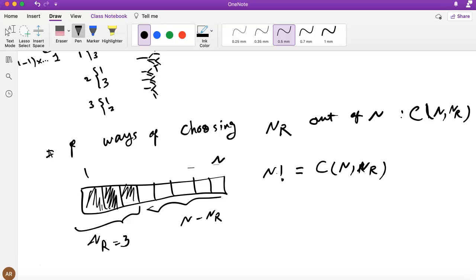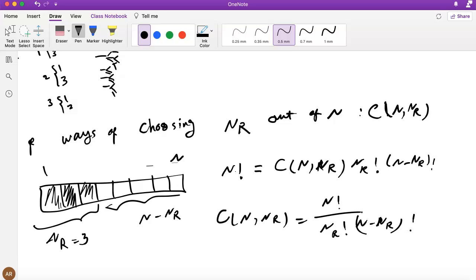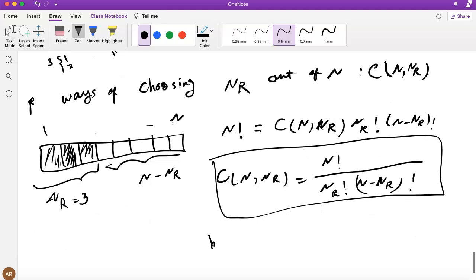And then for each of those, we can arrange these nr objects nr factorial ways. And the remaining objects, n minus nr objects, in n minus nr factorial ways. So now, dividing this expression by the product of these factorials, we find the C of n and nr. The number of ways of choosing is just n factorial over nr factorial over n minus nr factorial. This is known as the binomial coefficient.